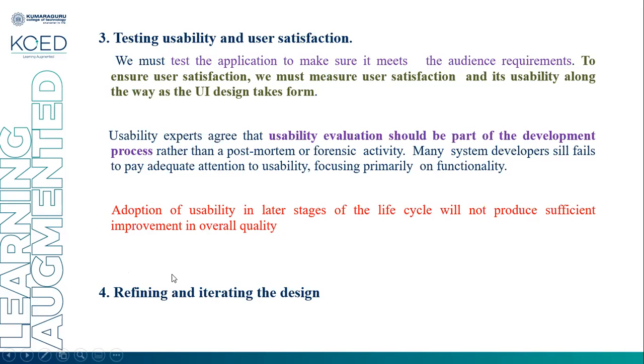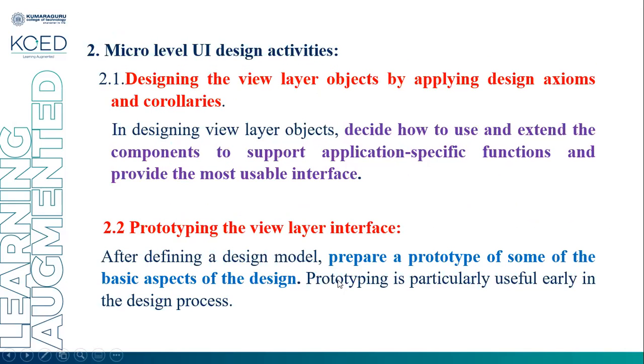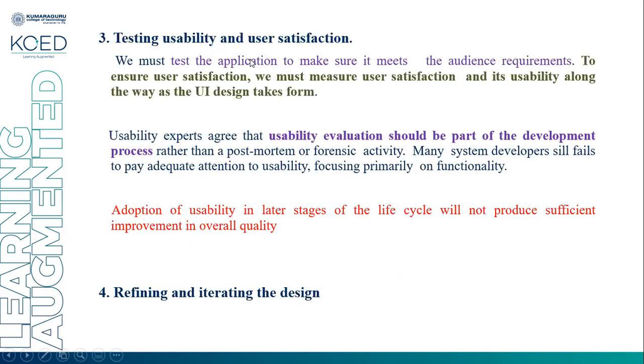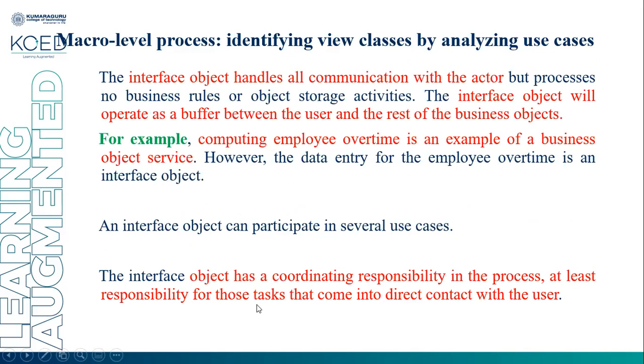Step 4, refining and iterative design. So the micro level activities contain designing the view layer objects by applying the design axioms and corollaries, prototyping the view layer interface, testing the usability and user satisfaction, and refining and iteration. These are the four steps in the micro level user interface design. In this video lecture, we are going to discuss in detail the macro level design process, that means identifying the view classes by analyzing the use cases.